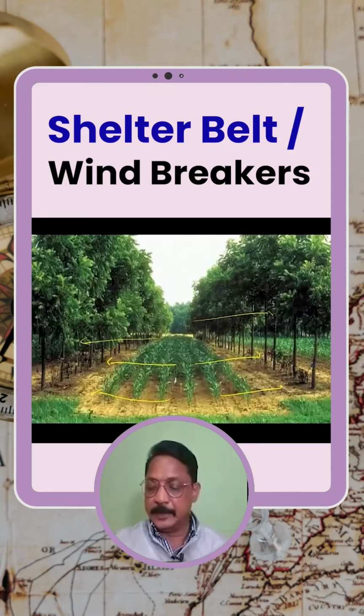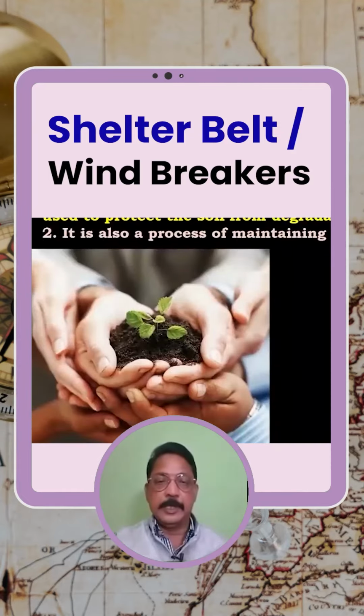And second thing, they also will not allow water to flow away. This is how they will be able to protect the soil and will stop the erosion of soil.